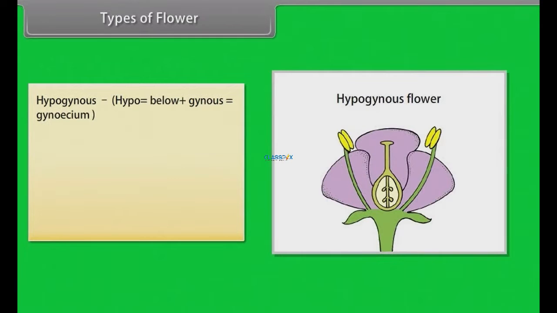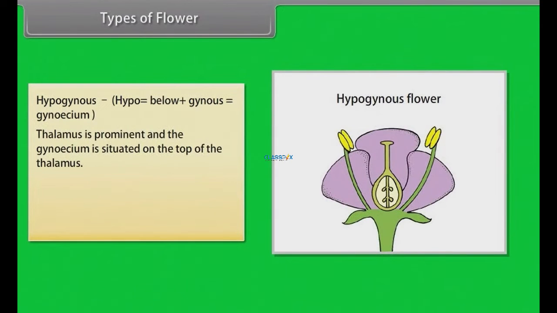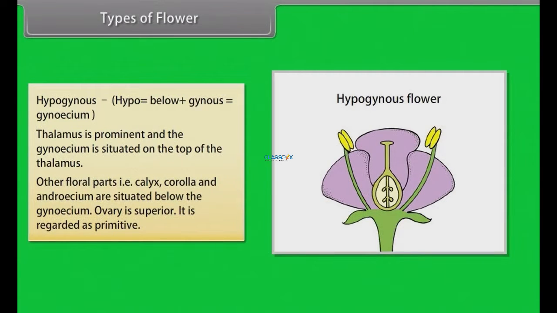Hypogynous. Thalamus is prominent and the gynoecium is situated on the top of the thalamus. Other floral parts, that is calyx, corolla and androecium, are situated below the gynoecium. Ovary is superior. It is regarded as primitive.